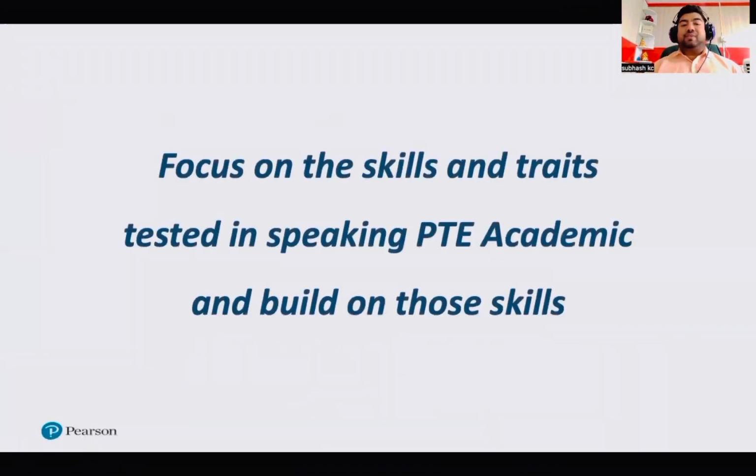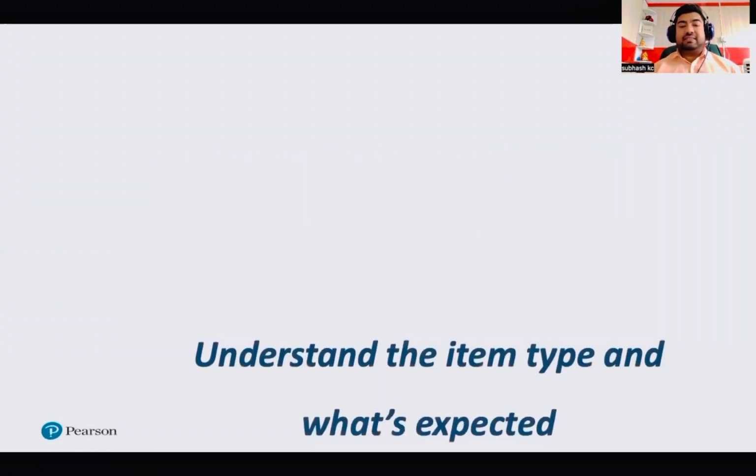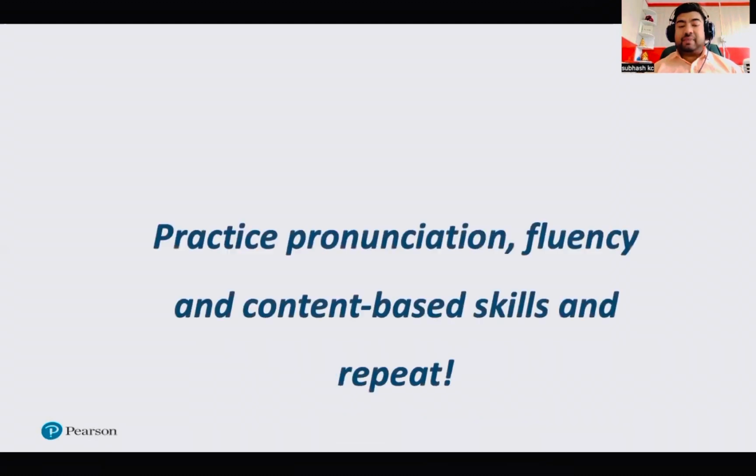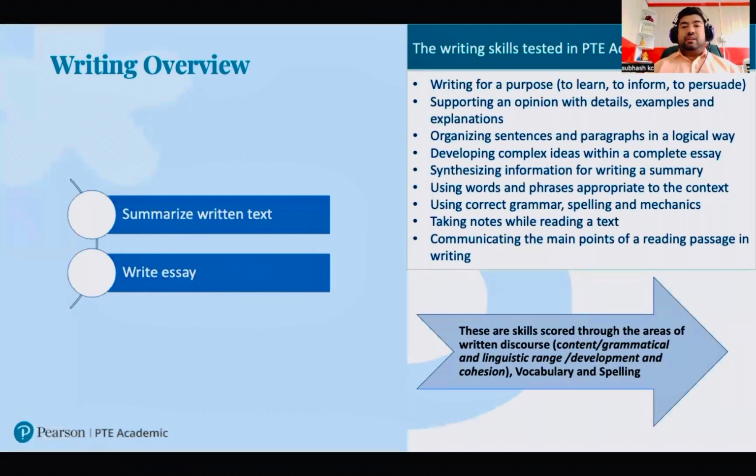So final thoughts: focus on the skills and traits tested in Speaking PTE Academic and build on those skills. Understand the item type and what's expected. Practice pronunciation, fluency, and content-based skills, and repeat. Now, there are two other parts in that module: the writing part, Summarize Written Text and Write Essay. 1 to 2 questions will come in Summarize Written Text, and the same is the case for Write Essay. Let me tell you now, and you'll see it in detail in the next slides.